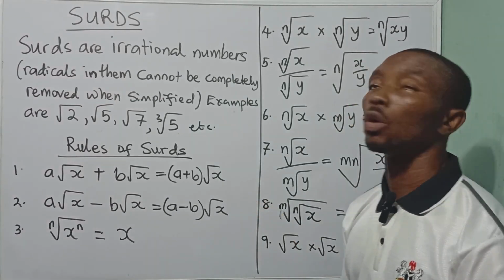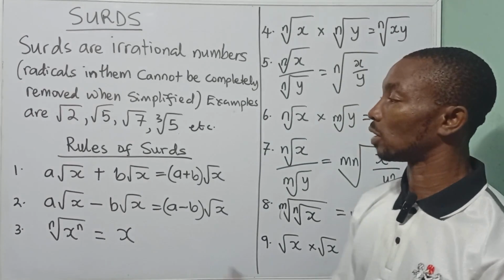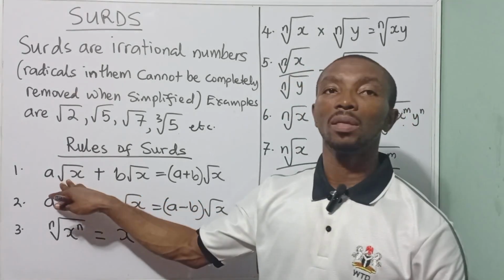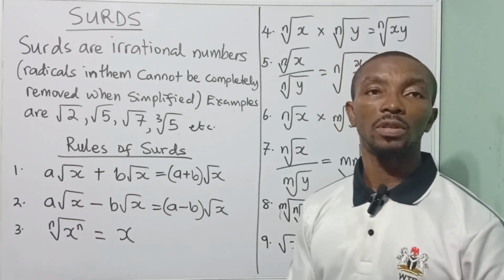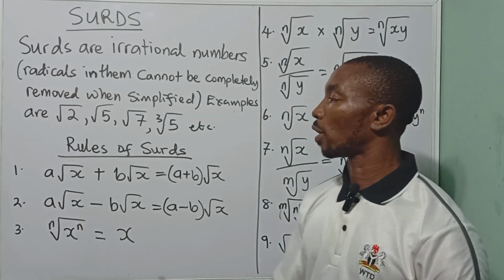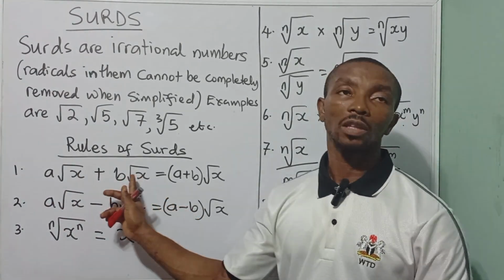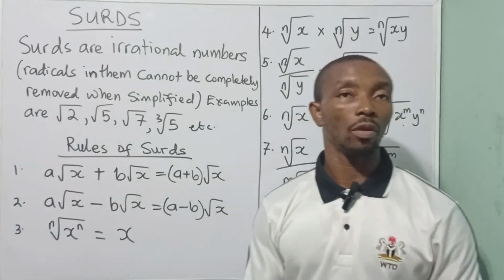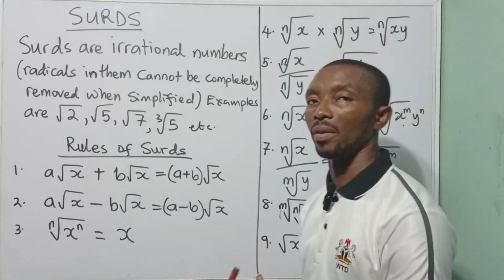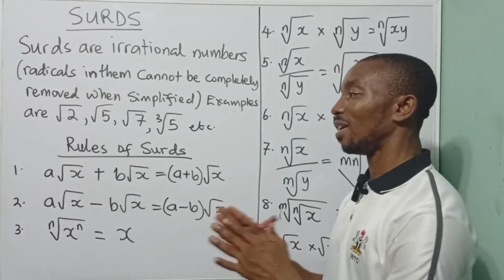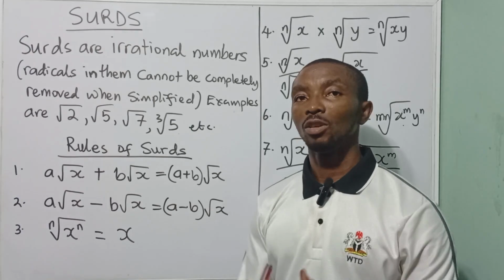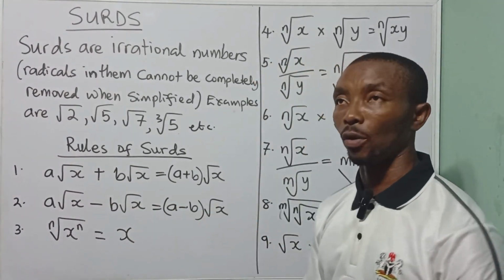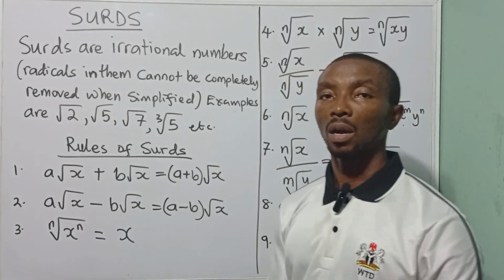Okay, now there are a few rules of surds which we are going to look at. All right, we have the addition of surds. Before we can add any two surds, they must have roots of the same value. For example, if we have 2 root 2 plus 3 root 2, we can add them because their roots are the same. But if their roots are not the same, they can't be added together. I repeat, once their roots are the same, then we can add them together. We'll see a few examples as we progress in our class today.